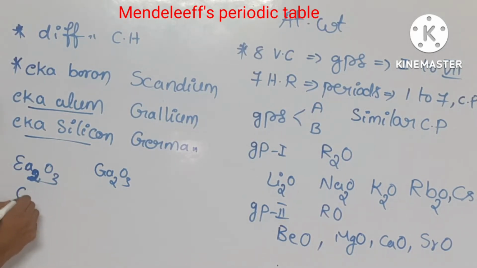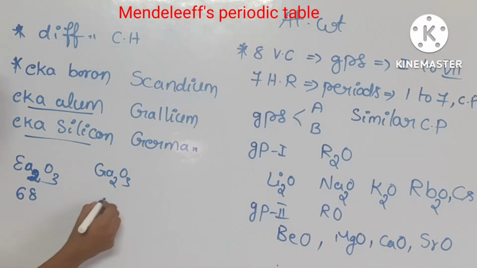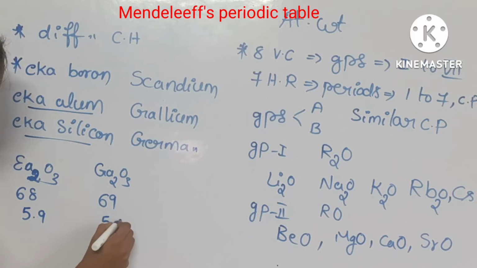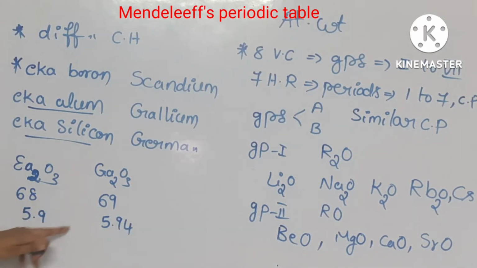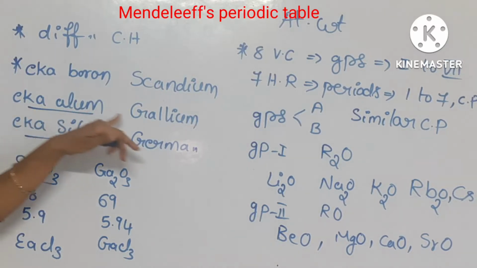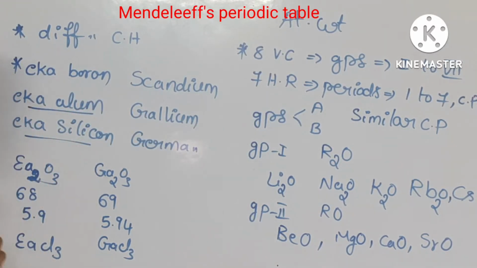And the atomic weight is 68 for one, and 69 point something for the other. Its density is 5.9, and the other's density is 5.94. Both are very similar. Its chloride is EaCl3 and the other's chloride is GaCl3. See, almost all properties of Eka aluminium and gallium are similar.